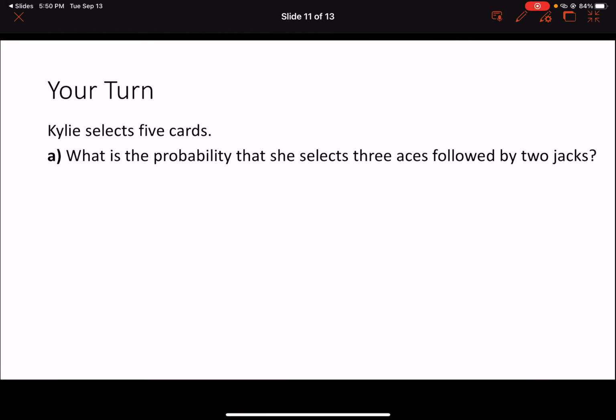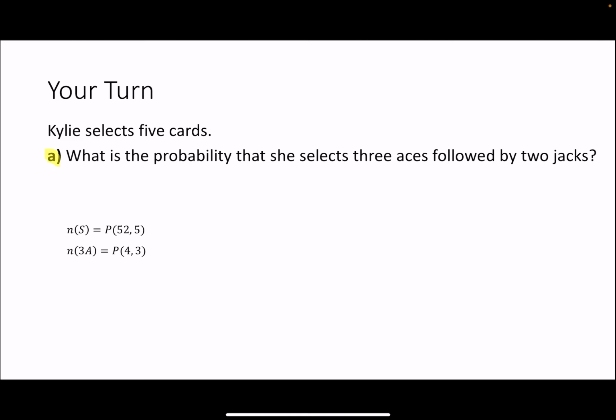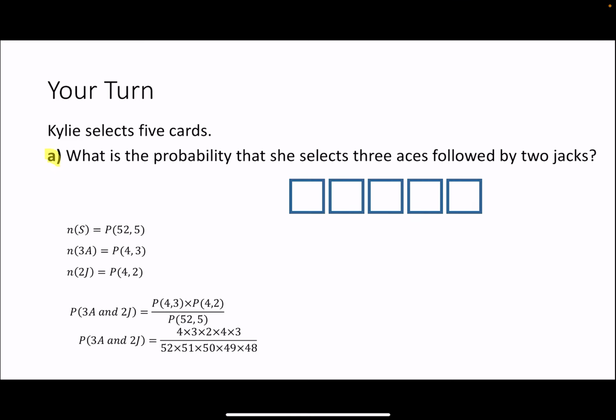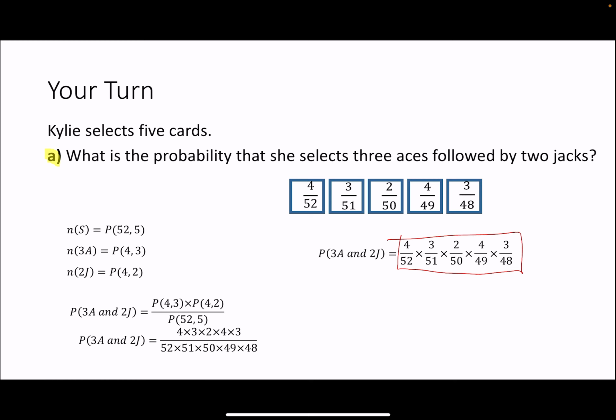Whoops, let's go back. And the probability of choosing is that. Notice that they are exactly the same.